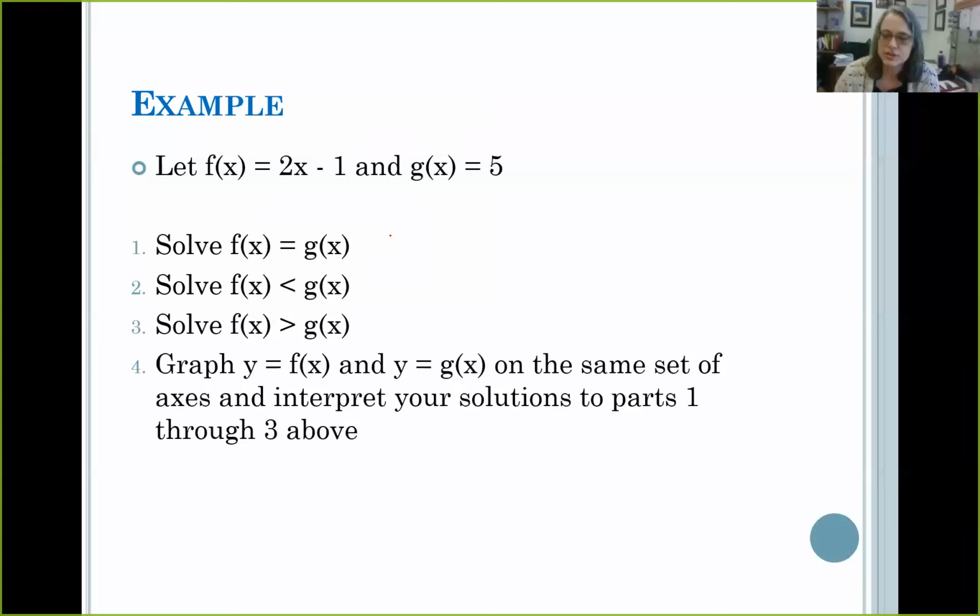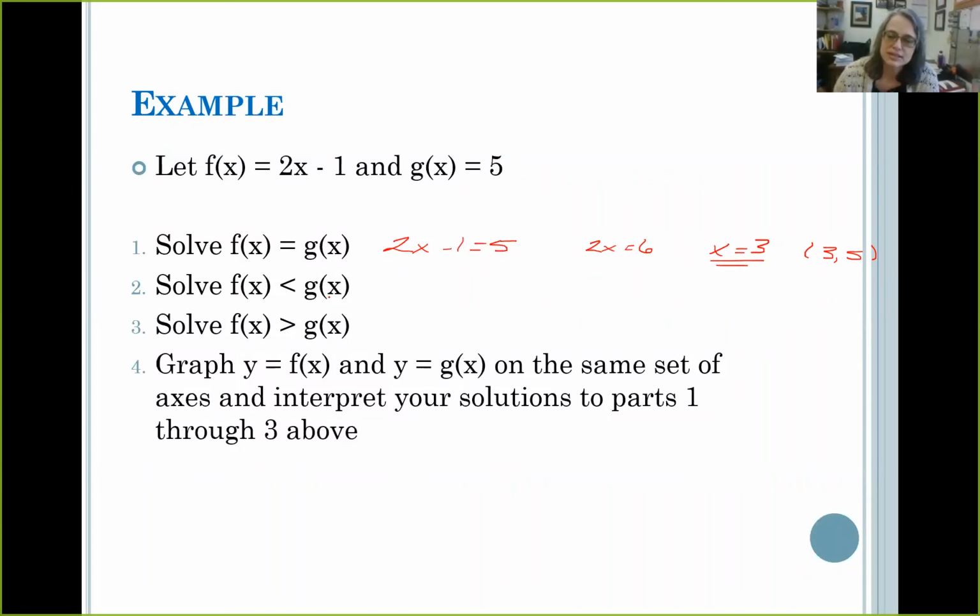So for the first one here, f of x equals g of x, what that says is we want to find the x value where 2x minus 1 equals 5. Simple enough. Add 1 to both sides. You get 2x equals 6. Divide through by 2, and x equals 3. We get a single value, right? More specifically, we get a single point, because in all cases our y is going to be 5, so the point here would be (3, 5). A single point.